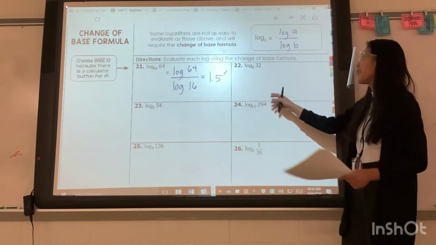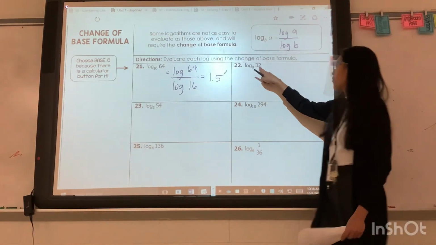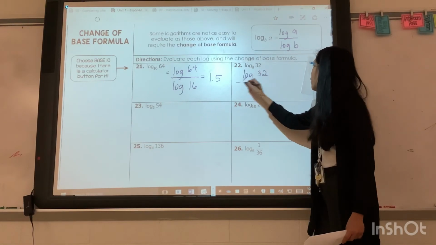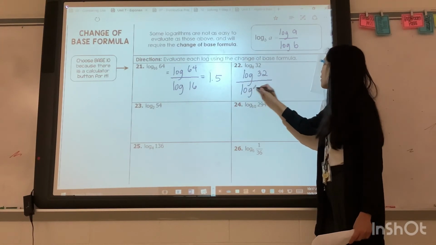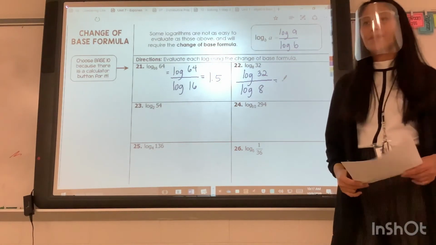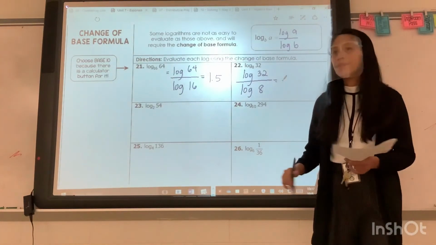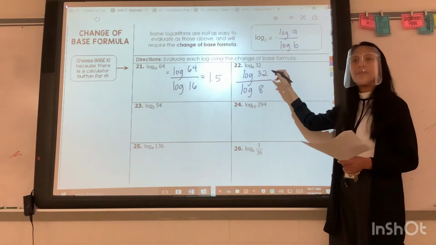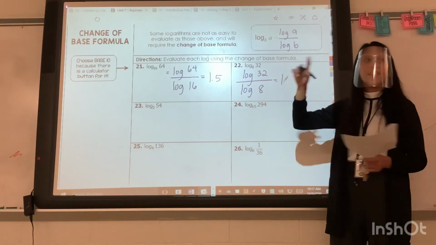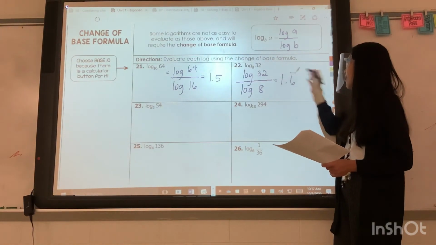Okay, so let's have number 22. Do the same thing. Use the formula, okay? So the value of your A, so you have log of 32 over log of 8. Answer please. 1.66. It's continuous, right? So it's a repeated decimal, so we can also write it like this.